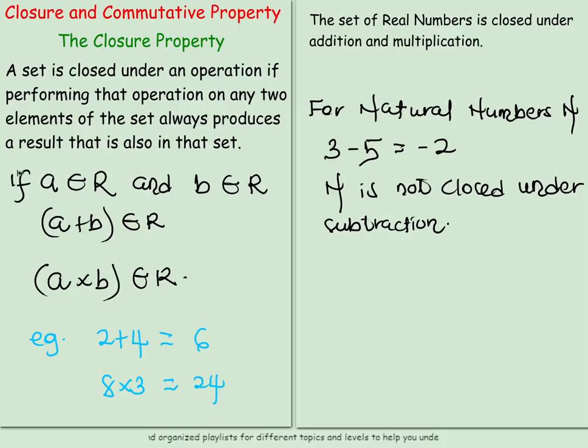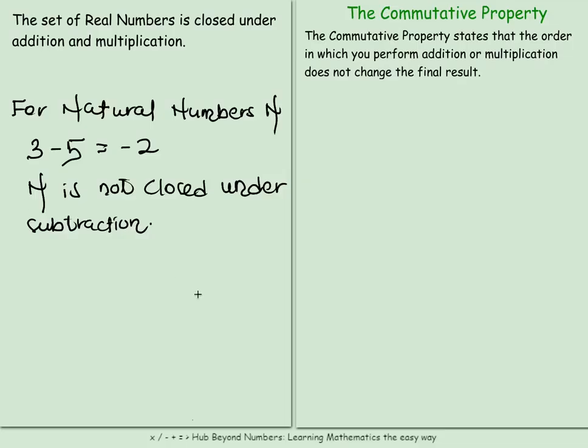Let's look at the commutative property. So talking of the commutative property, mainly on addition and multiplication, we say the commutative property states that the order in which you perform addition or multiplication does not change the final result. The order. What do we mean by the order?